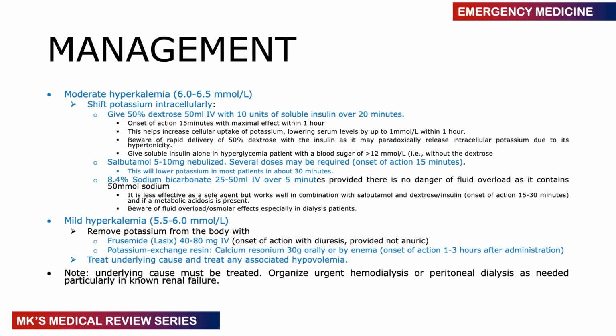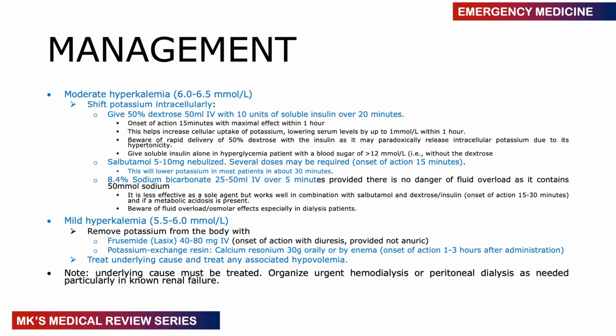For those that have mild hyperkalemia between 5.5 to 6, you just want to remove the potassium from the body. So you may consider furosemide, 40 to 80 milligrams. Remember, this has to be given in patients that are passing urine. Don't give it in patients that are anuric. Then potassium exchanging resins like calcium resonium, even Kayexalate, can be given, 30 grams orally or by enema, and the onset is about 1 to 3 hours after administration. This is like cement, so it can actually cause constipation.